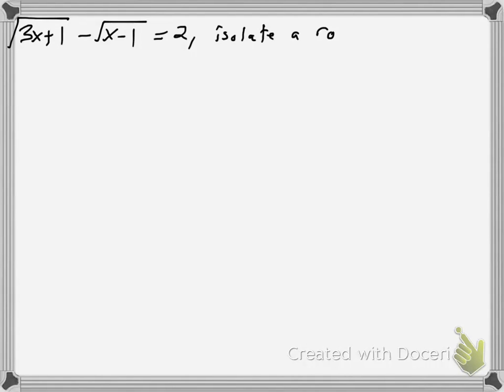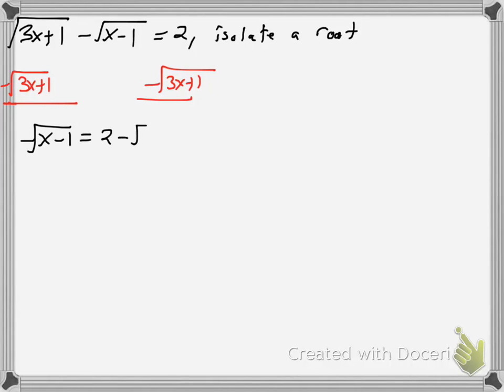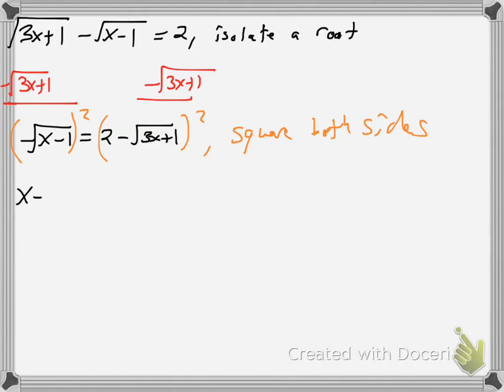So here's the equation. We're going to go ahead and isolate a root. So I'm going to isolate the square root of x minus 1. So we subtract square root of x plus 1 from both sides. So just x minus 1 is left over with the negative sign in front. And on the other side is 2 minus square root of 3x plus 1. So what's going to undo the squares is the square root, so we're going to square both sides. The square and the square root undo each other, and also the negative cancels out on the outside.